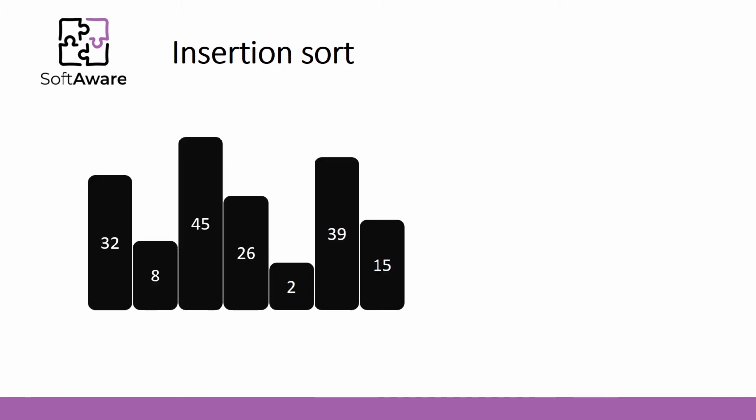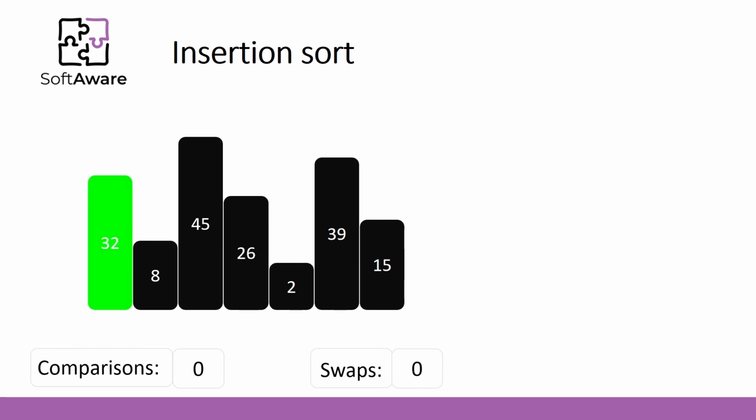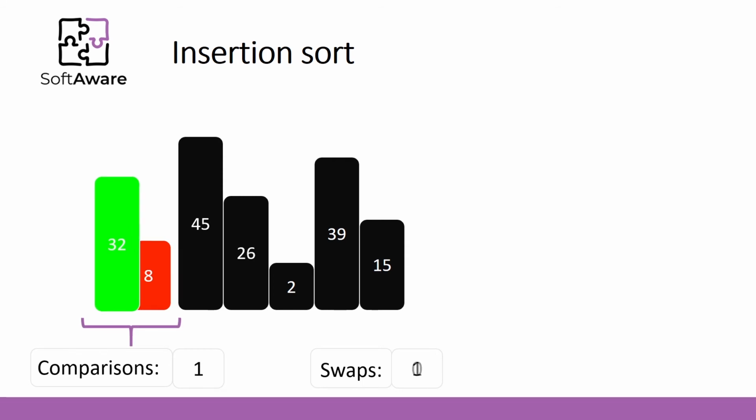Move on to the next sorting algorithm, that is insertion sort. This algorithm places the unsorted element at its suitable place in each iteration. Suppose we need to sort the array that is shown in the slide. At the beginning, the first element in the array is assumed to be sorted. Then the next element is compared with the sorted one, and if it has a smaller value, they are swapped.